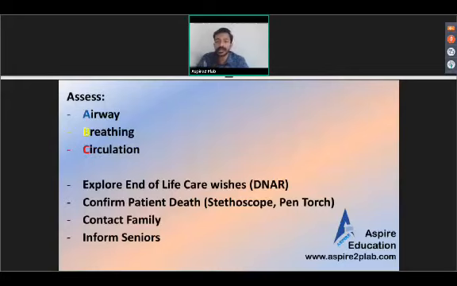So with the stethoscope, please just listen to the heart and lung sounds. You will hear nothing at all. And with the help of a pen torch, you are supposed to look at the pupils, and the pupils are dilated. As you know, the patient is dead now. So these things you have to do. This is how you will confirm the death of the patient, by stethoscope and pen torch.